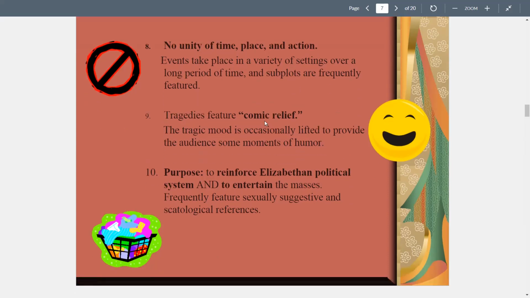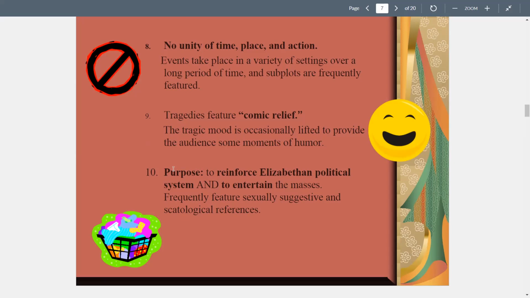Tragedies also feature comic relief, so the tragic mood is going to be occasionally lifted to provide the audience some moments of humor. We especially get this in the Henry IV plays with the character of Falstaff. He's very much a comedic relief character. And again, the purpose of the plays now is not just to teach some kind of lesson or poke fun at people, but to reinforce the Elizabethan political system and to entertain the masses.